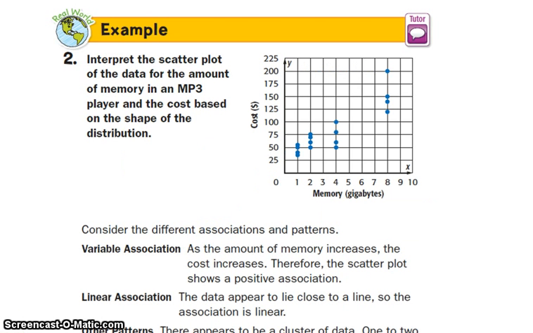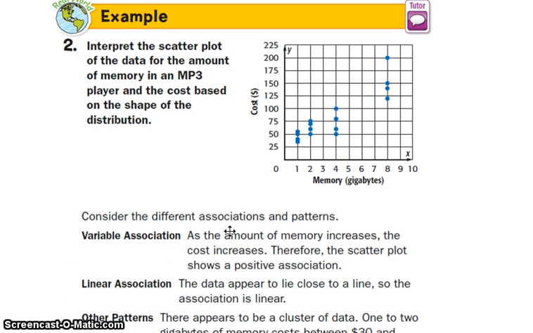Let's look at an example here. Interpret the scatter plot of the data for the amount of memory in an MP3 player and the cost based on the shape of the distribution. Now, normally we know this: when you're buying memory for an MP3 player, like an iPod, the bigger the memory, the more it's going to cost. So as your x, your memory, increases, so does your y, or your cost.